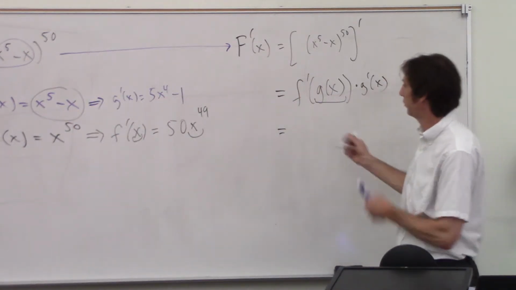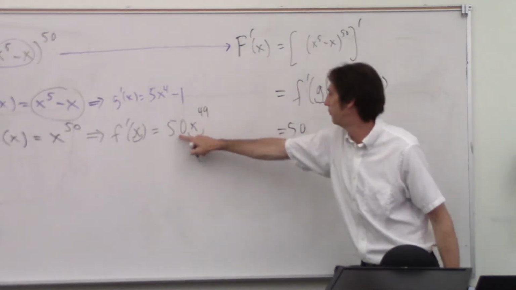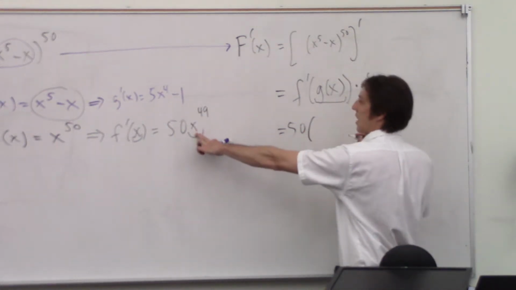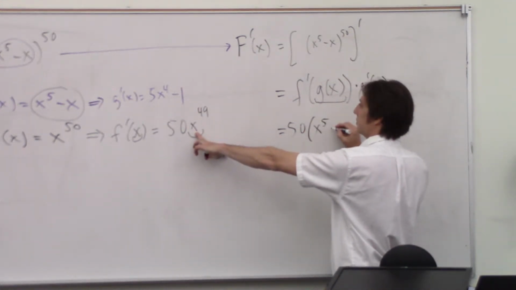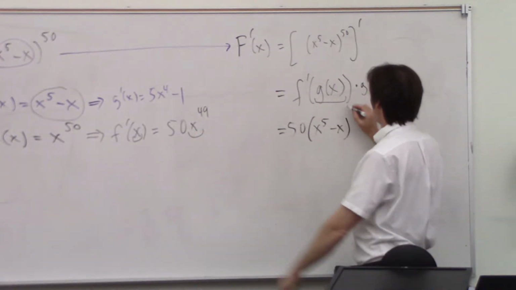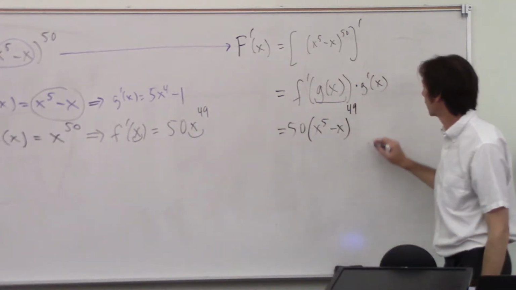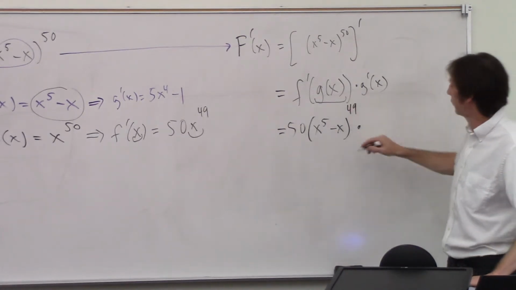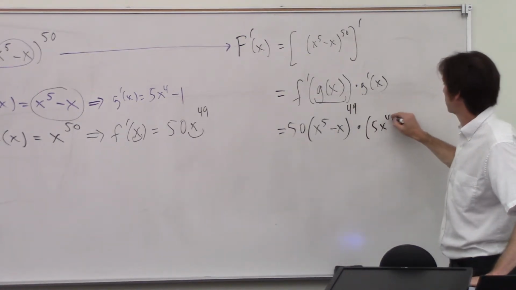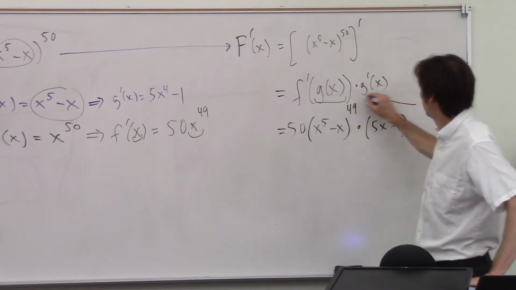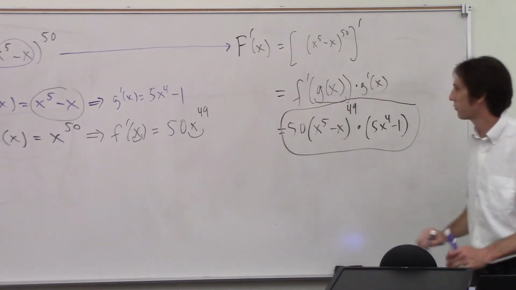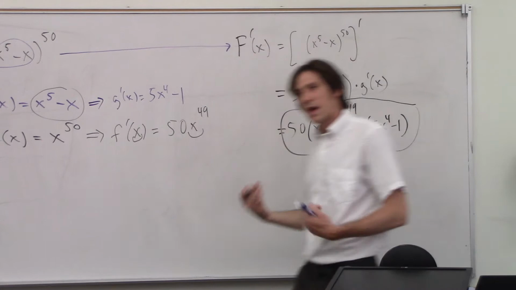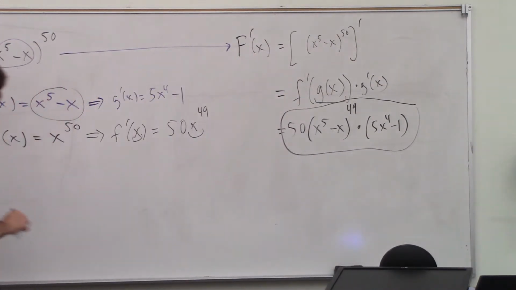So that is 50, and then times not just x, but g of x, which is x to the 5 minus x, all raised to the 49, and then times g prime, which is the derivative of the inside. So times the quantity 5x to the 4 minus 1. Once you get the hang of the chain rule, these are actually quite easy to do. Here's a real quick example.